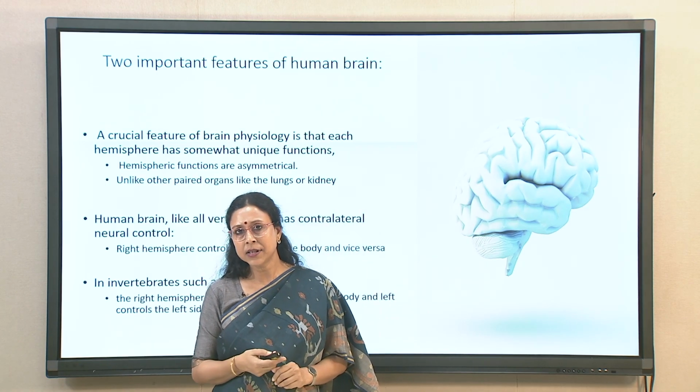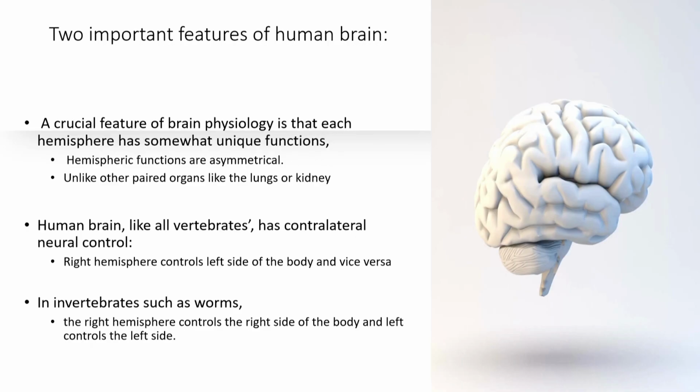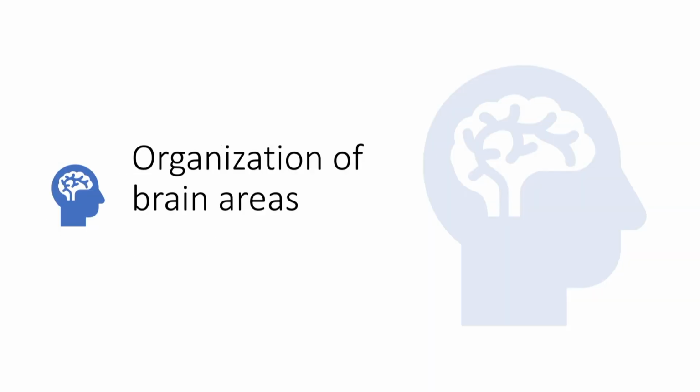Another interesting aspect of the human brain is that its control mechanism is contralateral. Contralateral as in the right hemisphere controls the left part of the body and the left hemisphere controls the right part of the body. It has a contralateral design which is typical of all vertebrates, but in invertebrates like worms and others, this is a simple one to one mapping: right brain, right body, left brain, left body. So, these are the first few important and unique aspects of the human brain.